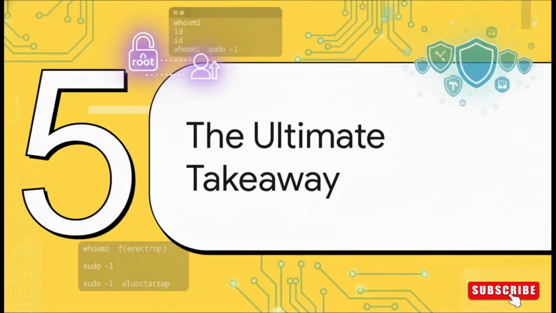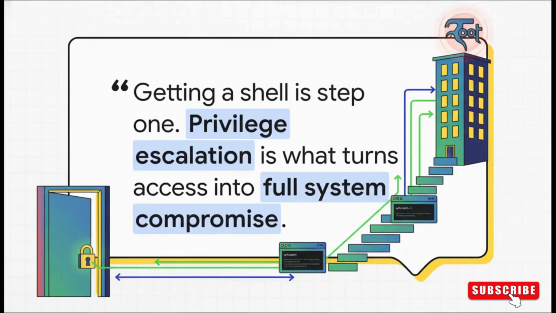So, after all of that, the commands, the exploits, the defensive tips, what's the one big idea that I really want you to take away from all this? You have to remember this. Getting that initial shell is just kicking the door open. That's step one. Privilege escalation is what lets you walk in and completely take over the entire house. It's the critical step that turns a minor security incident into a full-blown catastrophic system compromise.